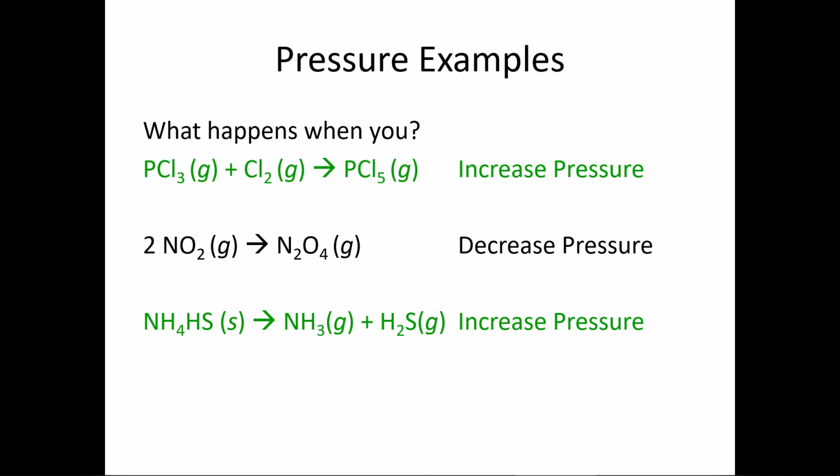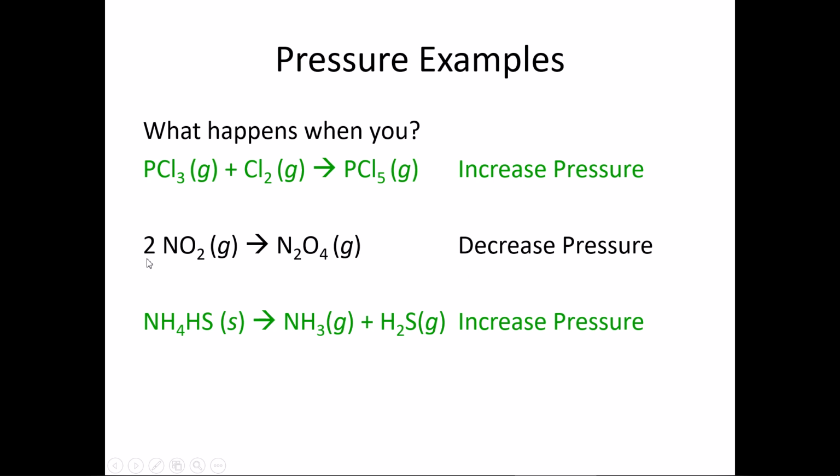So let's try these. PCl3 plus Cl2 creates PCl5. What's going to happen if I increase the pressure? So if I increase the pressure on this reaction, I can see I have 2 moles of gas on the left, one of each of these, but only one gas molecule on the right. So increasing the pressure, it wants to minimize the gas moles. So this one's going to move to the right, where there's less gas moles in the product.